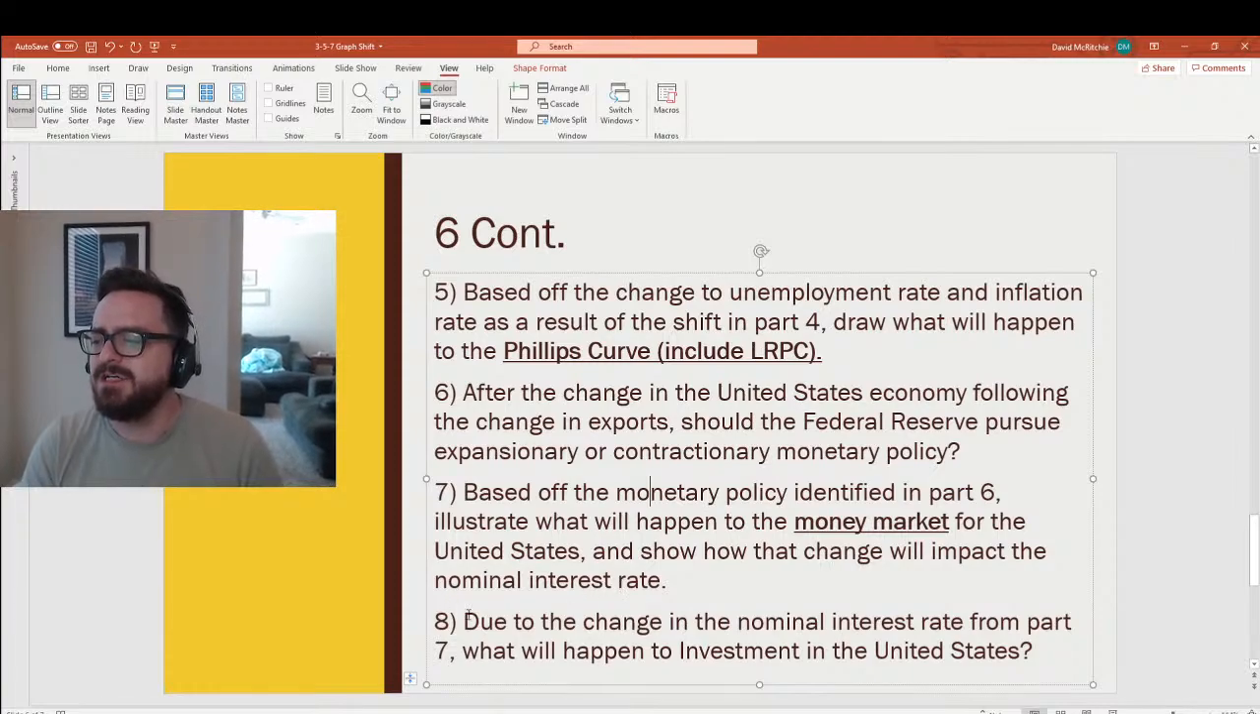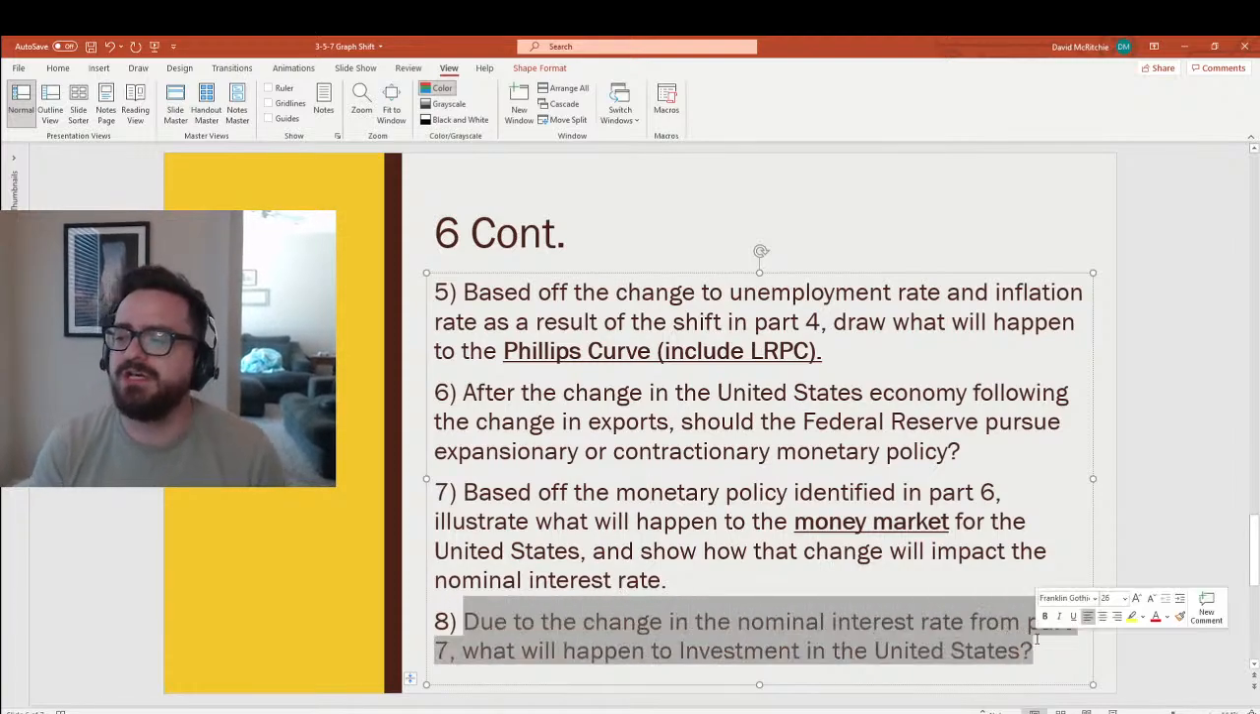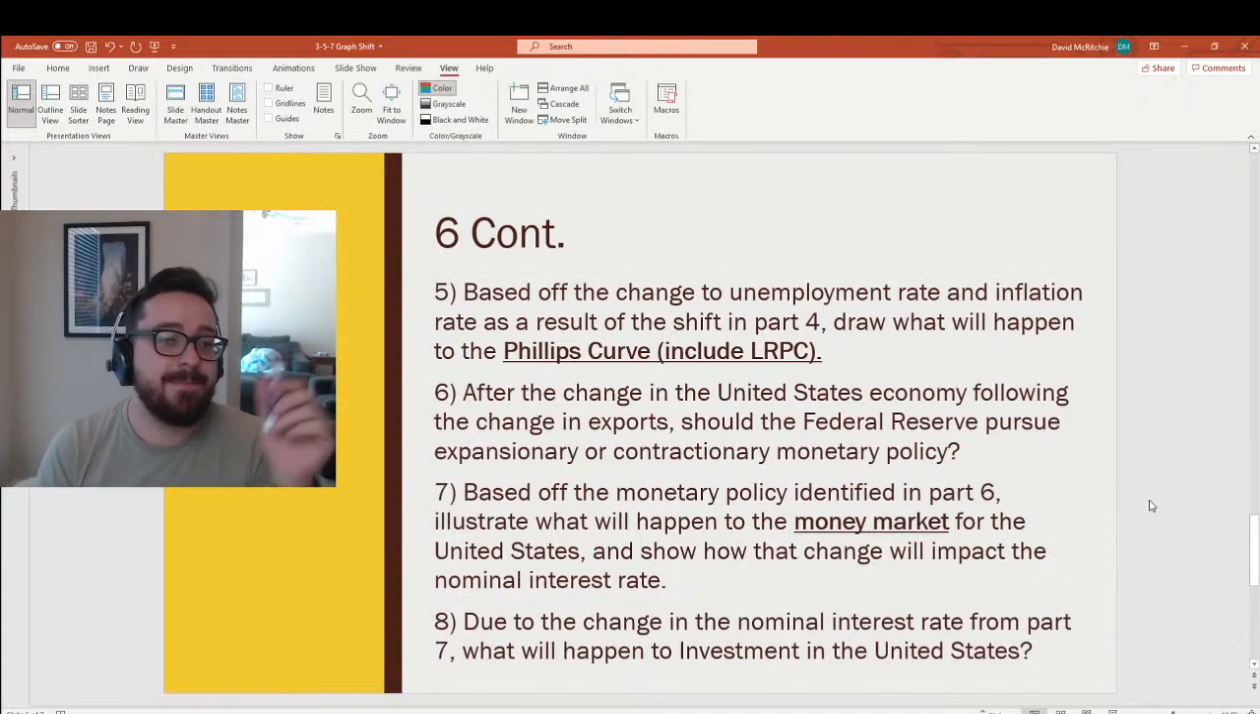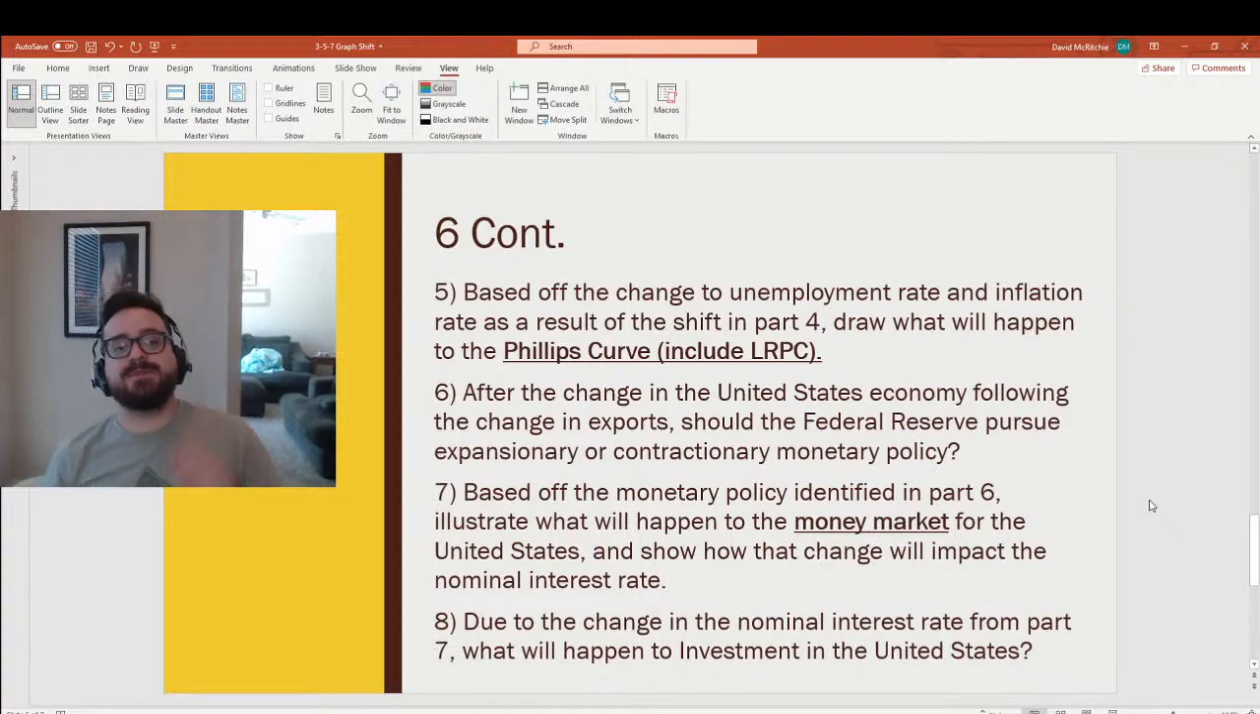And then 8, due to the change in nominal interest rate from part 7, this previous one, what will happen to investment in the United States? Capital I investment is referring to investment spending, which is the spending done by businesses to accelerate their production. Usually it's spending on capital, things that help the business produce stuff. So lower interest rates should lead to higher investment spending.